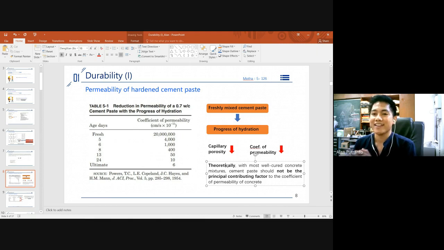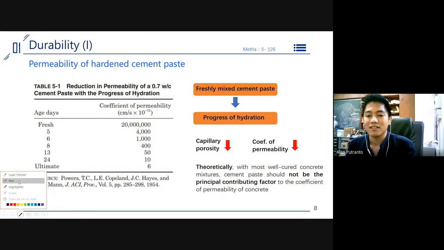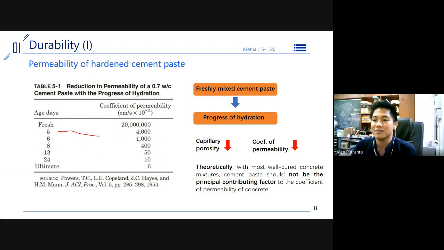What happened? Why? In this 5 days, we have a higher permeability coefficient. What happened? In the meantime, when our concrete becomes more hardened and fully achieves its strength, the coefficient of permeability becomes very small. What happened? Eric?